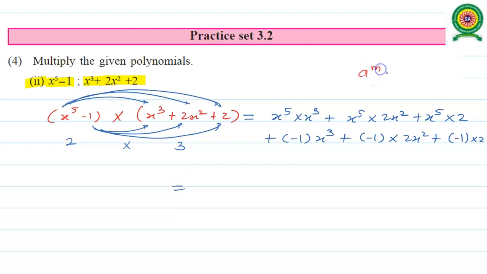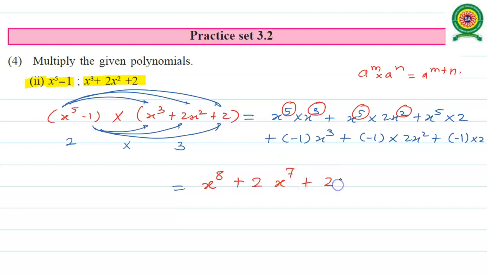Whenever it is of the form a raised to m into a raised to n, we can write it as a to the power m plus n. So once the bases are the same as x, we have to add up the powers. 5 plus 3 becomes 8. Look at the next one. We have 2 throughout. Now the bases are the same, x and x, so we have to add up the powers. 5 plus 2 becomes 7.